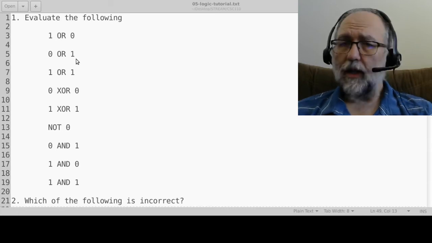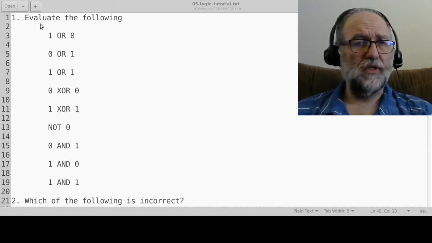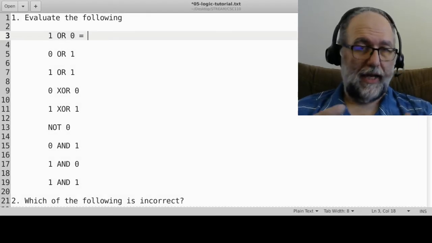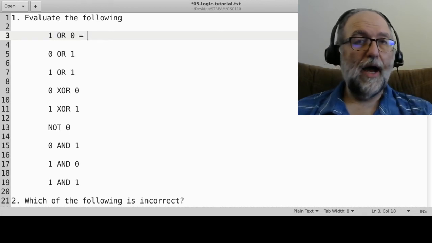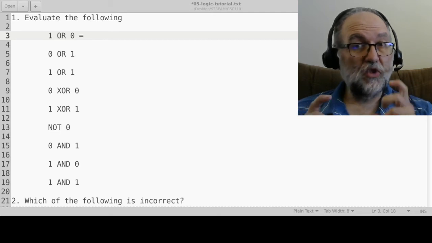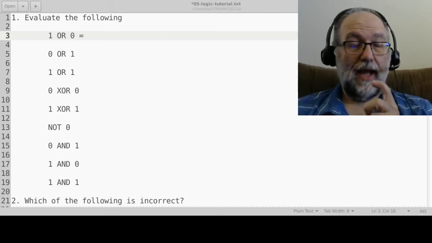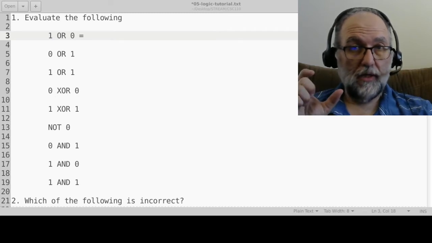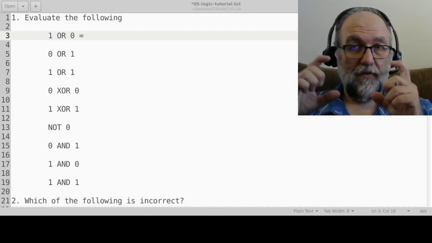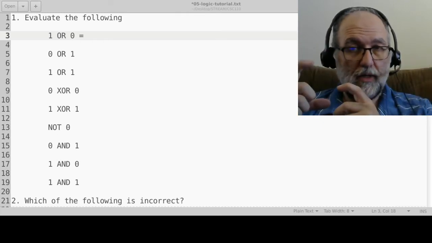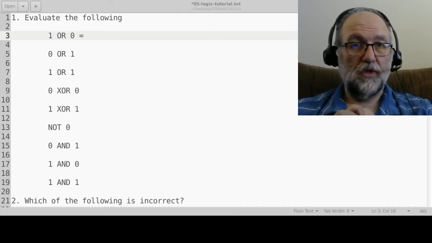Okay, so let's start with this first question here. It says evaluate the following. If you do 1 or 0, that's going to equal something, and I expect you to be able to figure out what that is. Now, let me remind you how OR logic works. OR logic says if at least one of the two numbers is a 1, the answer is a 1. Otherwise, it's a 0. If one of the two numbers is a 1, or if both of them are a 1, the answer is 1. Only if both numbers are 0 do you get 0.